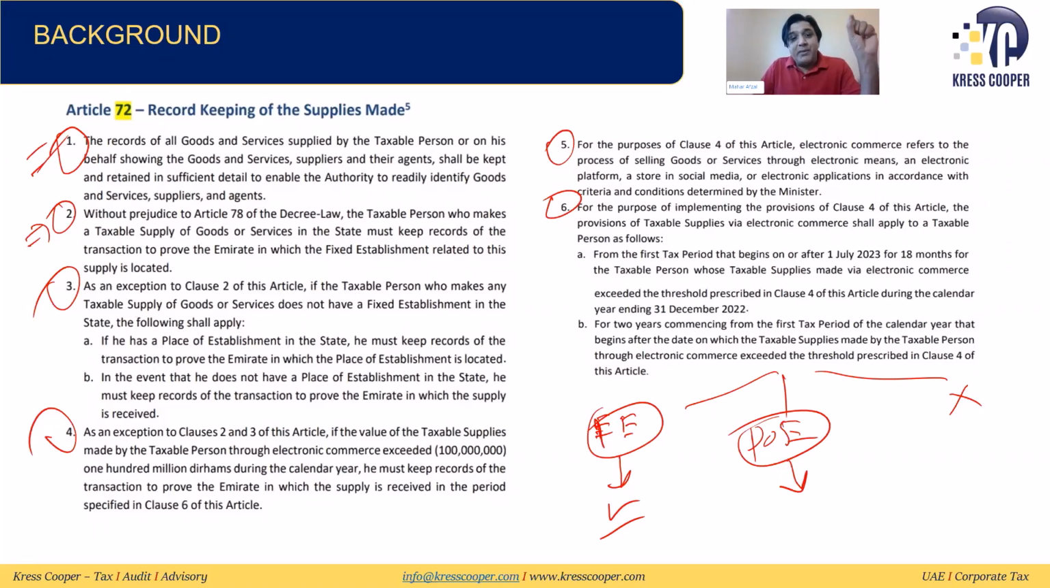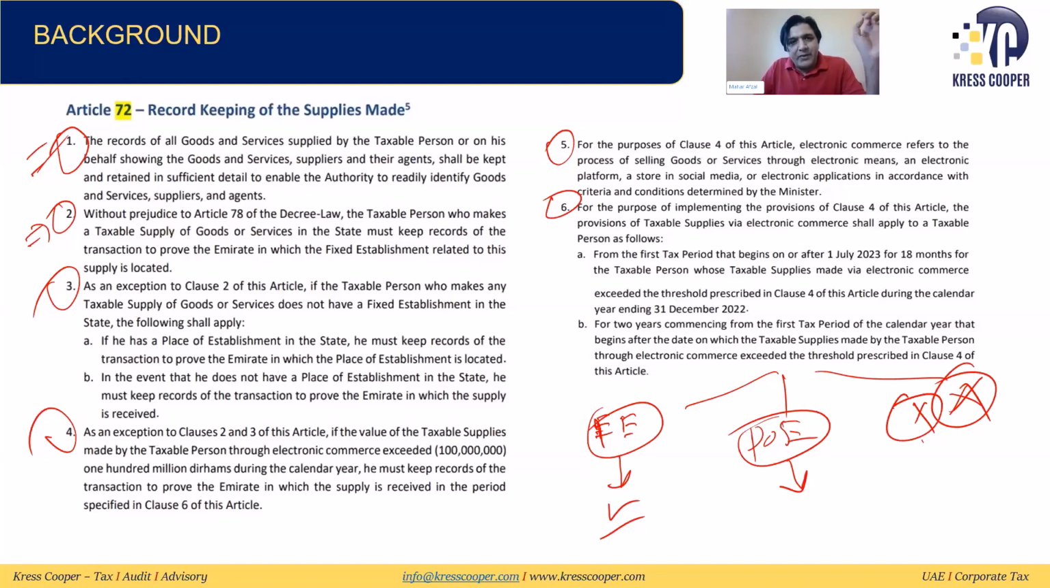The law says that for the place of establishment in the state, he must keep records of the transaction to prove the Emirate in which the place of establishment is located. In the third case, where there is no fixed establishment and no place of establishment, we say where these supplies are being received. It may be goods, it may be services, we need to report in the respective Emirates. So this is the general rule.